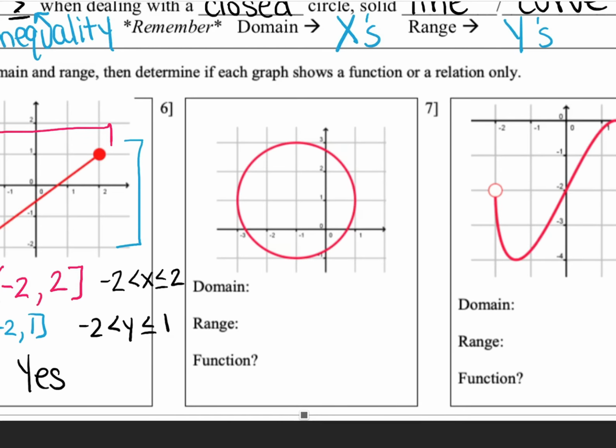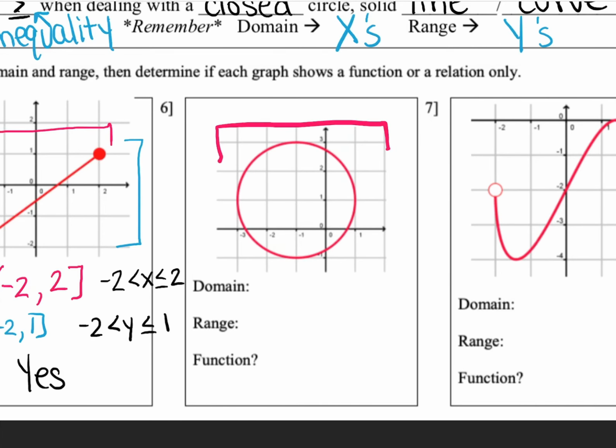Moving on to our example here, we have a circle. Again, our domain is all of our x values horizontally. The smallest value that we have is a -3, and the largest value that we have is a +1. Since this is a solid curve or a closed circle, we're going to use brackets. If we want to write it in inequality notation, we have -3 is less than or equal to x, less than or equal to 1. Again, those -3 and 1 are our smaller and larger boundary numbers.